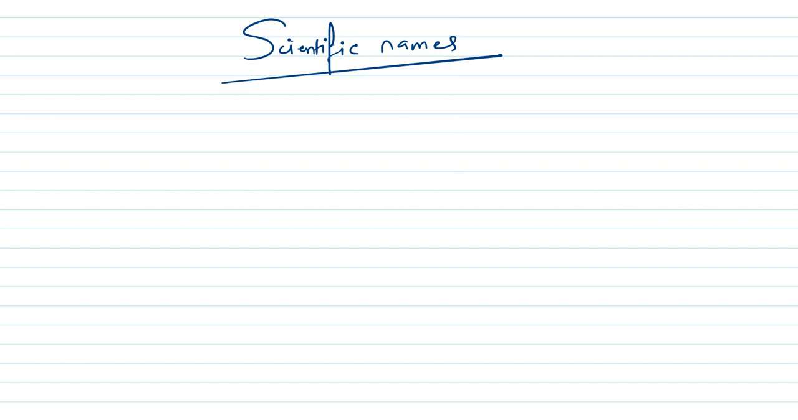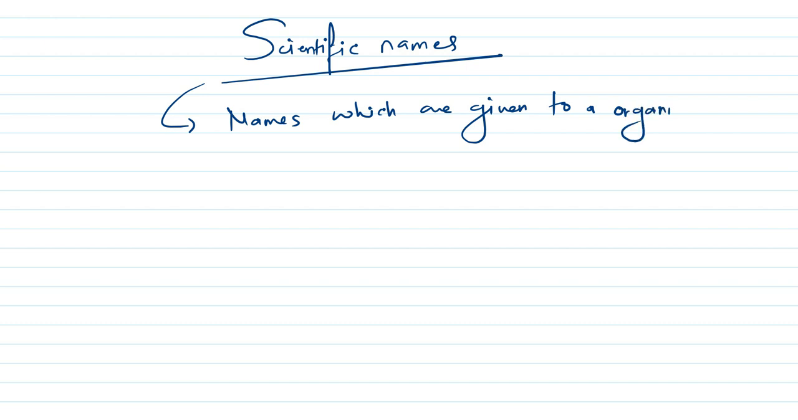Now what are scientific names? Scientific names are basically names which are given to a particular organism. When it comes to organisms, it can be an animal or a plant or a bacteria, anything, and these names are given to organisms by specific scientific authorities, we can say.